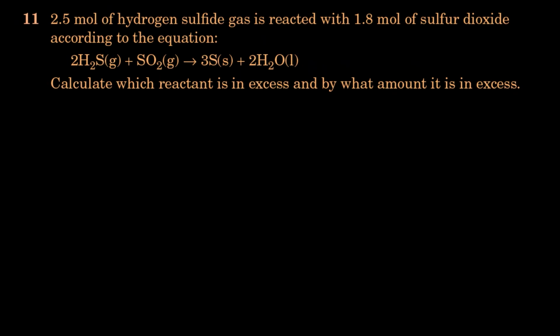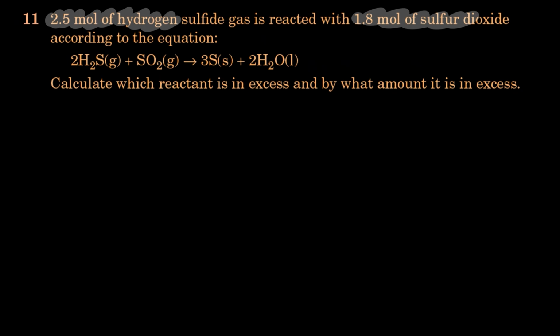So now we have a couple of questions on excess and limiting reactants. In this particular case, we are given a certain amount of hydrogen sulfide gas and sulfur dioxide gas, both sulfur-containing gases. The reactant ratio is 2:1, and we are already given the moles of each of them. So there are two knowns, and we have to figure out which is in excess and by what amount.